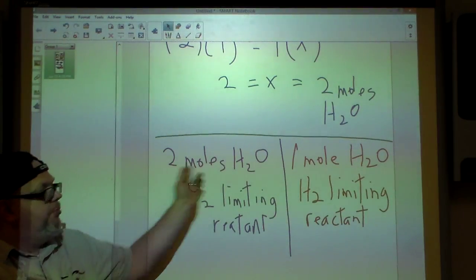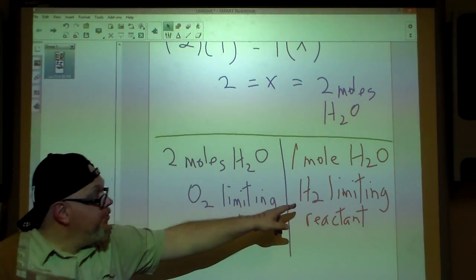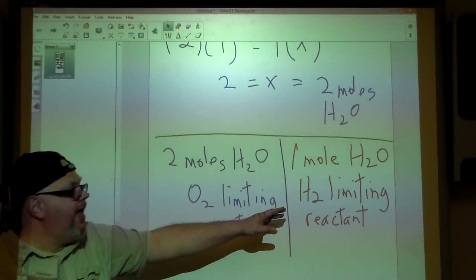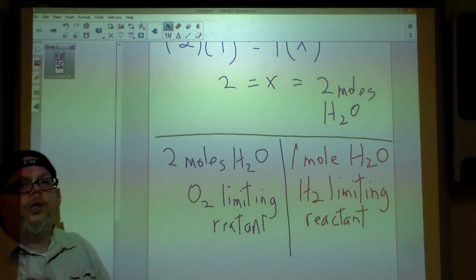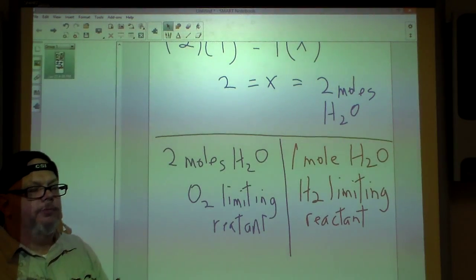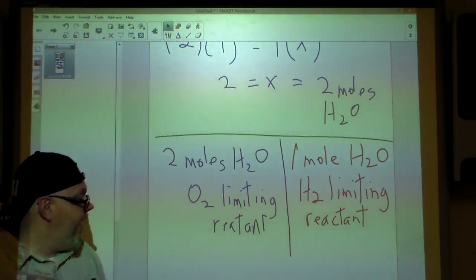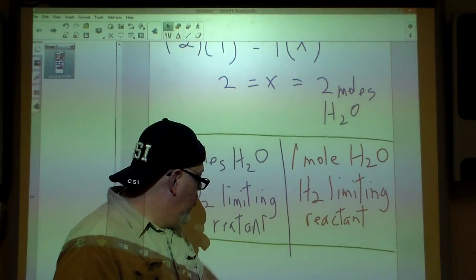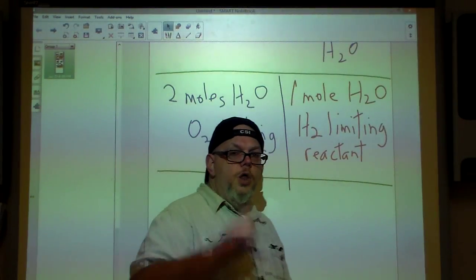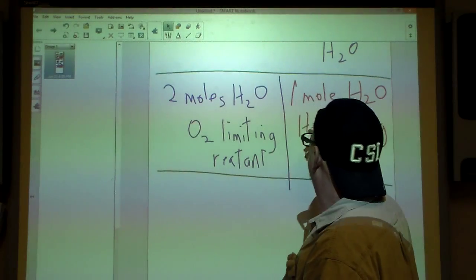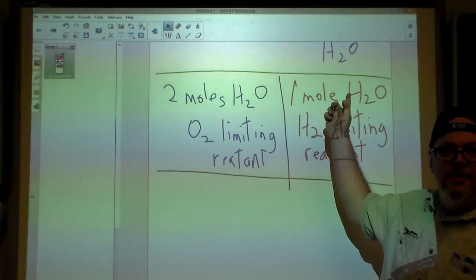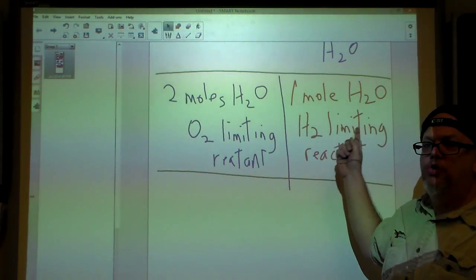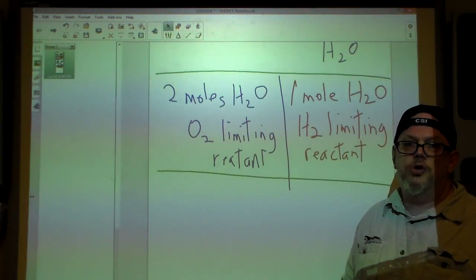Here, we're assuming O2 is the limit. With unlimited H2, we would make 2 moles of water as our product. On the other side, we said unlimited oxygen, and H2, our hydrogen gas, is the limiting reactant. We only make 1 mole of water. So this is what we have. What can we conclude? Number 1, the smaller amount of product is going to be the correct one. Why? Because the H2 is going to run out sooner than the oxygen will.